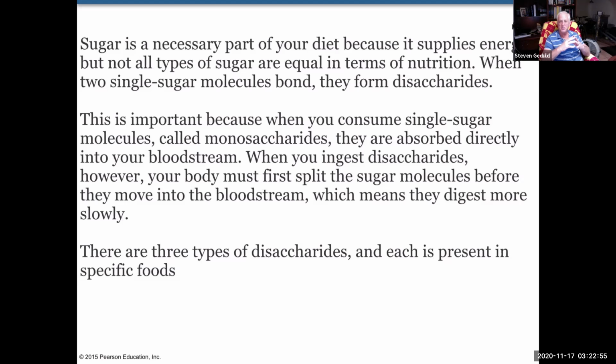Important because when you consume a single sugar, those are monosaccharides. They're absorbed directly into your bloodstream. You absorb glucose right into your bloodstream. When you ingest disaccharides, your body has to first split the sugar molecule before it can move into the bloodstream. So it means it digests more slowly. It gets stored. Okay. There's three types of disaccharides. So disaccharides are two monosaccharides that come together. And each is present in specific foods.